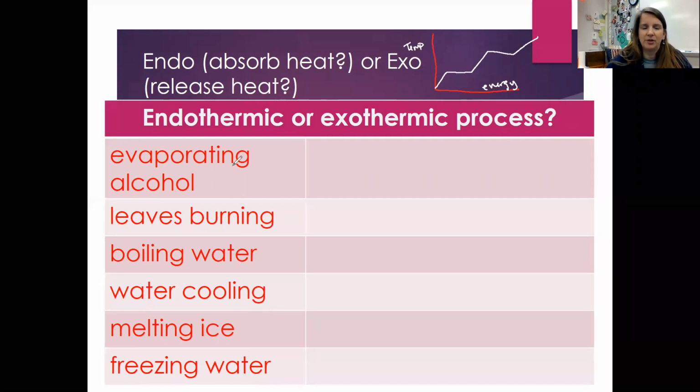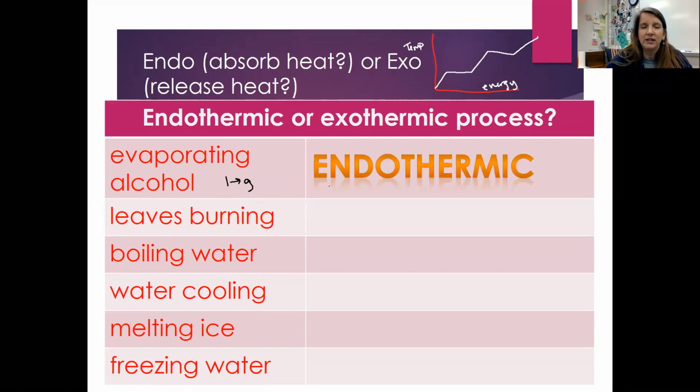So when we're talking about evaporating alcohol, evaporating means it's going from a liquid into a gas. When we look at our phase change diagram, we're going this way from our liquid into our gas. Looking at this energy line, we can see that we need energy in order to get that to happen. So evaporating alcohol would have to be endothermic in order to absorb the energy and weaken those intermolecular forces of the liquid. Leaves burning. When we see the word burning, what do we picture in our head? We picture fire. So this is definitely going to be an exothermic reaction.